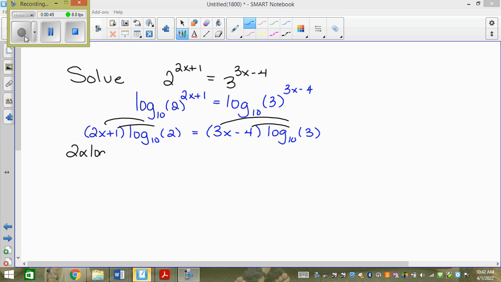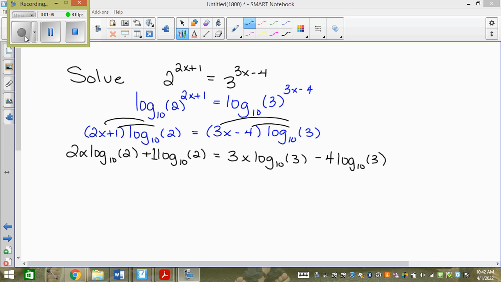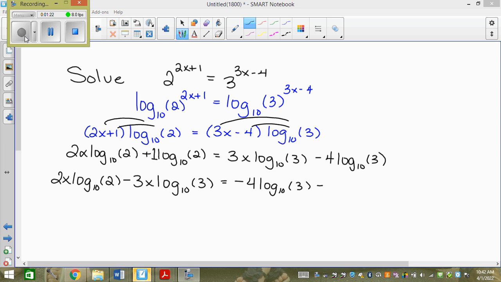2x log base 10 of 2 plus log base 10 of 2, or 1 log base 10 of 2, equals 3x log base 10 of 3 minus 4 log base 10 of 3. X is to one side, so 2x log base 10 of 2 minus 3x log base 10 of 3 equals negative 4 log base 10 of 3 minus log base 10 of 2.